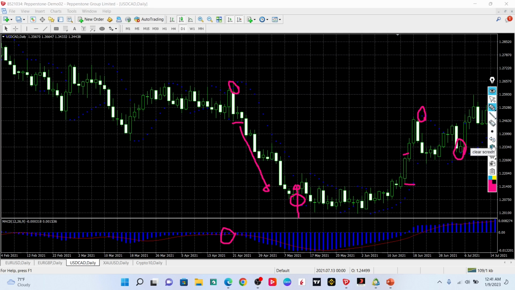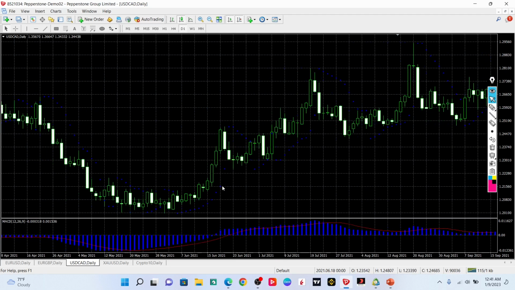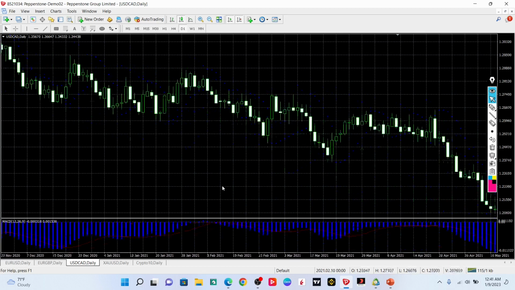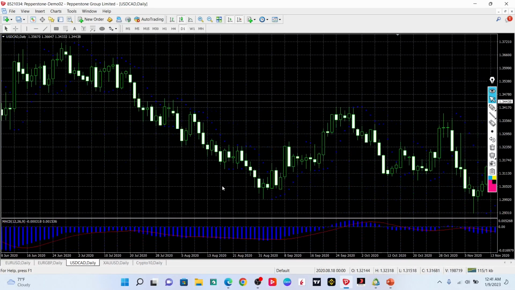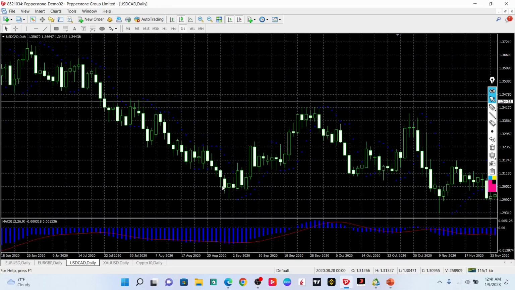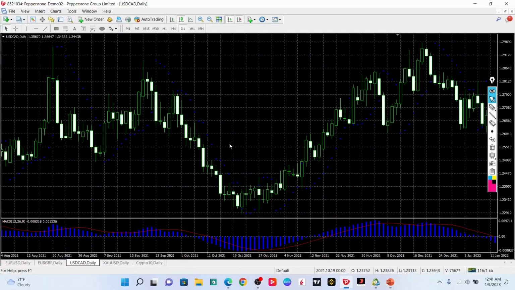So parabolic SAR can be used as an entry indicator, and it can also be used as an exit indicator. It works very well, especially in a trending market. For example, when you look around here, you got a beautiful trend. Here parabolic SAR is saying we are selling, and the MACD is saying we are still buying. So wait for it to say we are selling, and then we enter the trade from here.